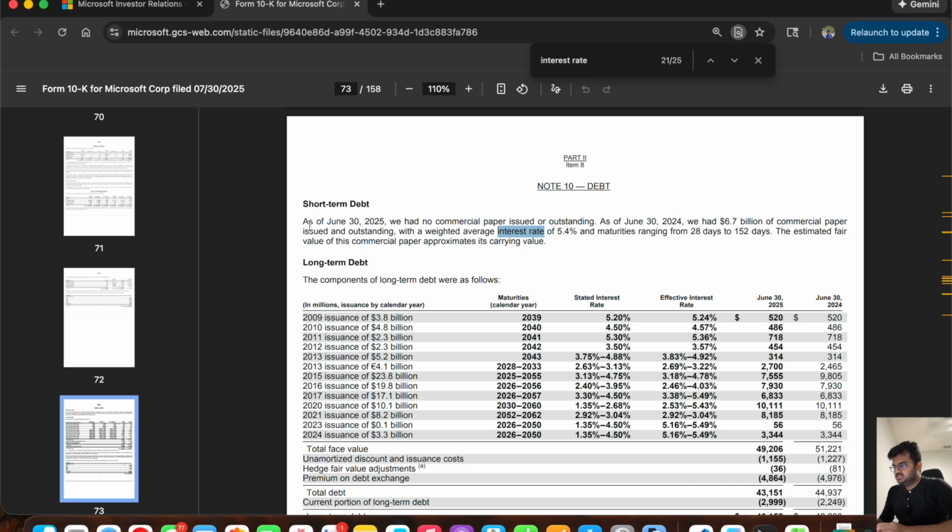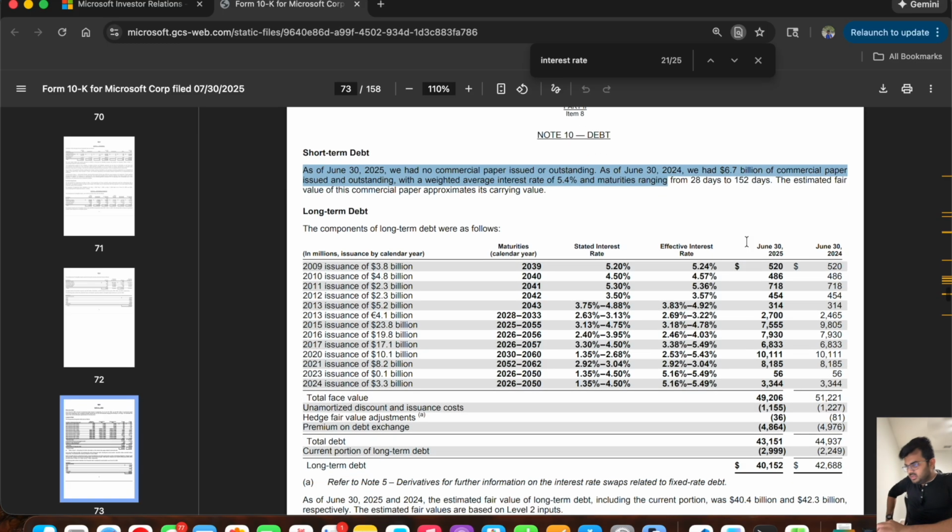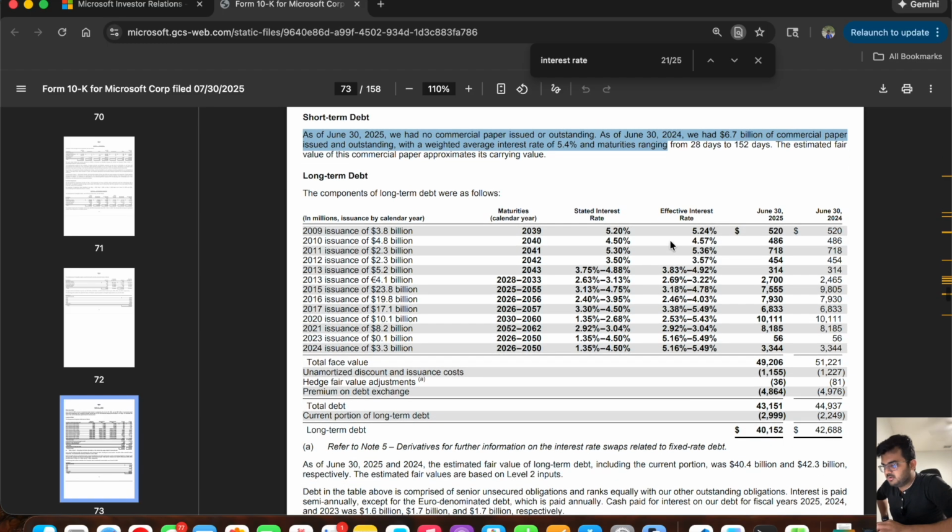Okay, so what they have mentioned is the short-term debt. As of June 30, 2025, we have no commercial paper issued outstanding. As of June 30, 2024, they had 6.7 billion of commercial paper with a weighted average interest of 5.4%, and the maturity is from 28 to 150 days. So what they have mentioned is the commercial paper or short-term debt which they had in last year is at a 5.4% interest rate. Then for long-term debt, they have provided this by year on year.